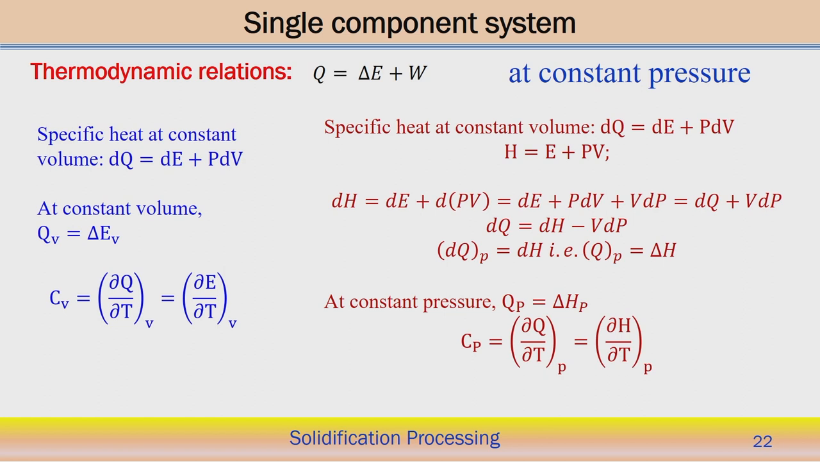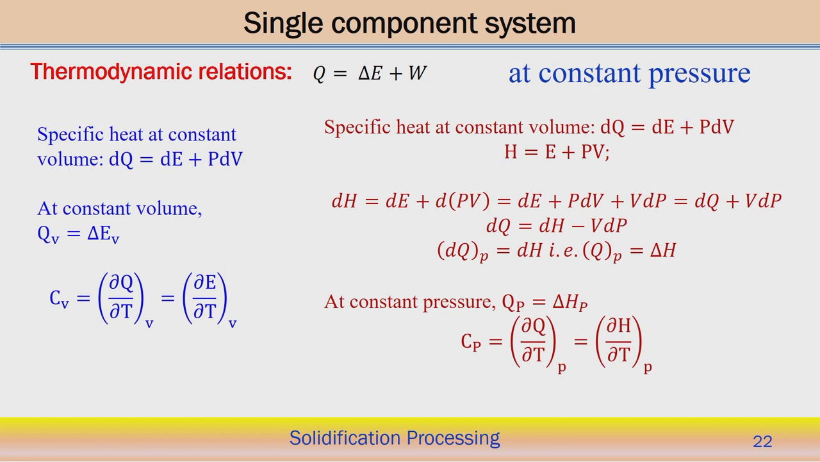Now first of all, we will try to establish the specific heat at constant volume. We know that dQ, the total heat transfer to the system, is equal to dE, the internal energy, plus pdV, the work. At constant volume, dV will be 0. Therefore, the total heat supplied to the system is equal to the change of the internal energy, delta E_V. The V subscript indicates the amount of internal energy stored at constant volume.